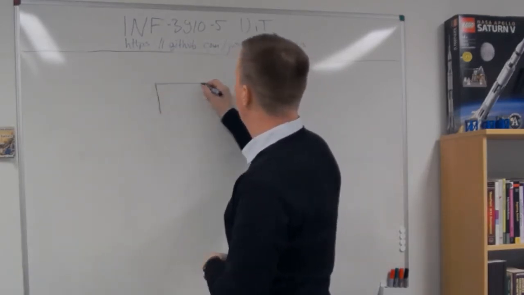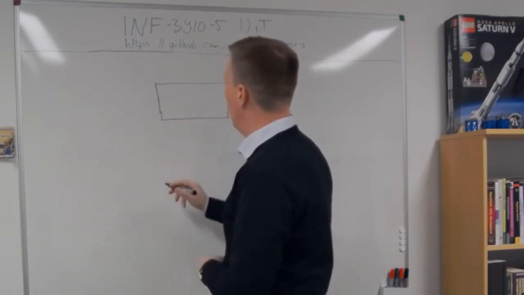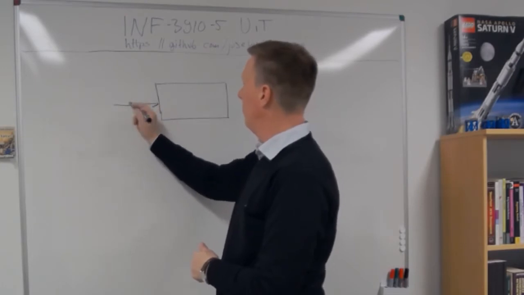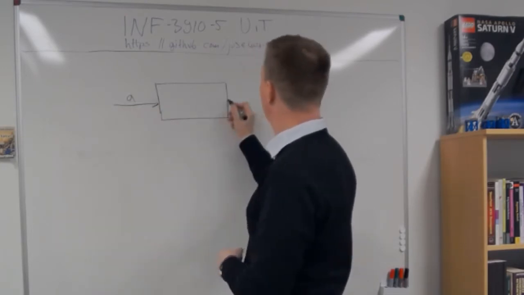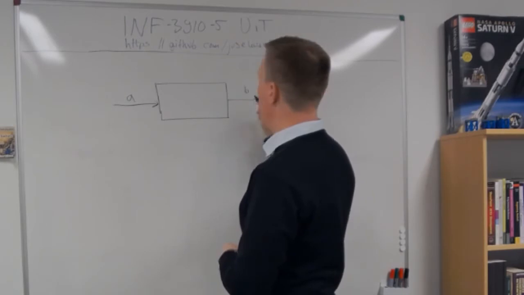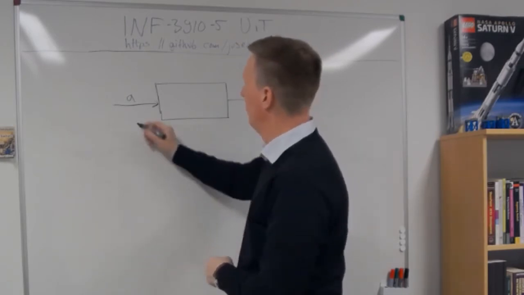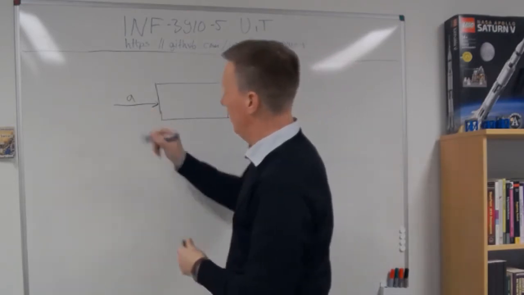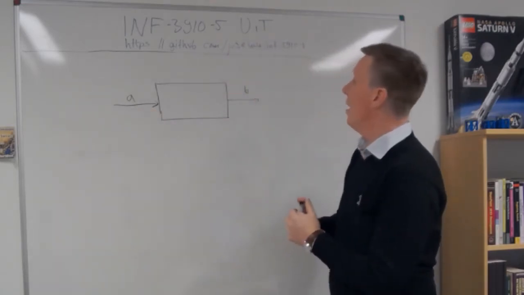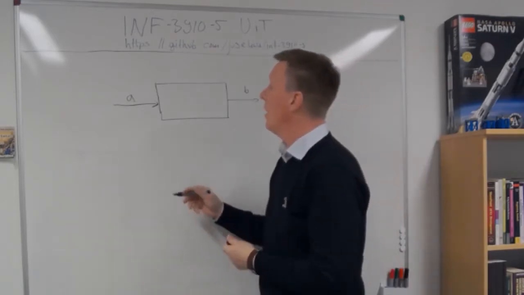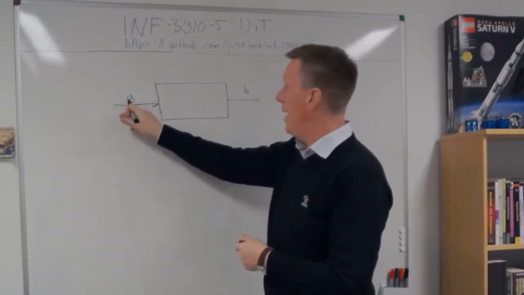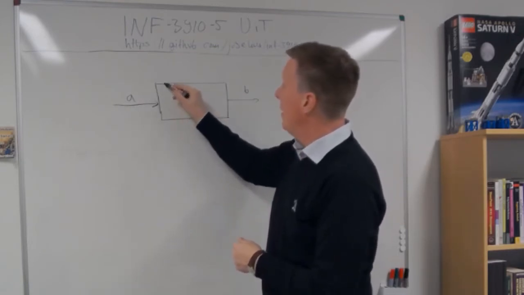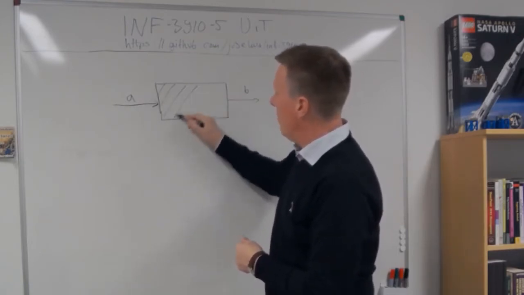This will get clear later. Now, a pure function is a function which takes an input, A, and produces some output, B. Without saying what these are, it's a black box. This is all it does. It takes an A and it produces a B. And inside of this, it's a black box.